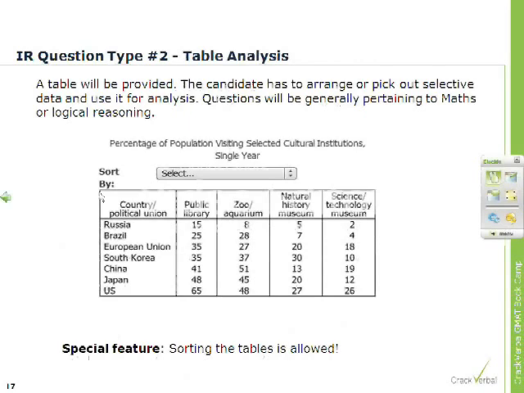Type 2, table analysis. Right? So a table will be provided. The candidate has to arrange or pick out selective data and use it for analysis. Questions will generally pertain to maths or logical reasoning. Right? So height wise, or some amount of maths, GDP, etc., all these different questions can come. So this is an example: percentage of population visiting selected cultural institutions in a single year. You have the option to sort it by something or the other. So a special feature is that sorting of the tables is allowed.